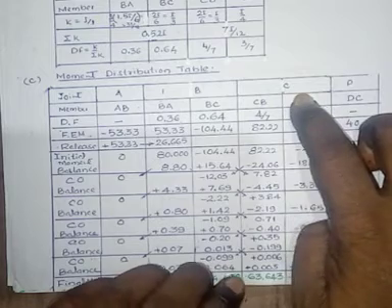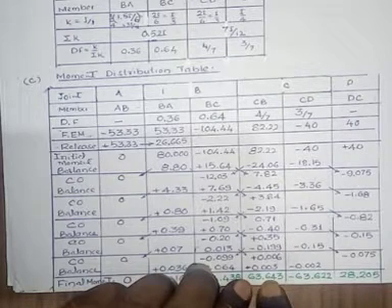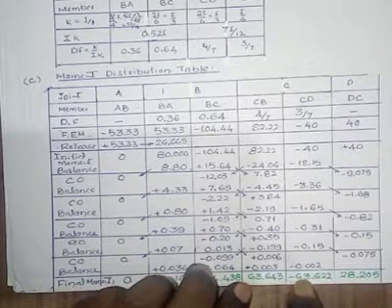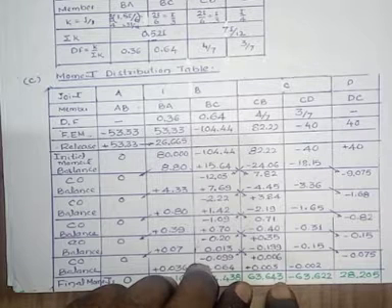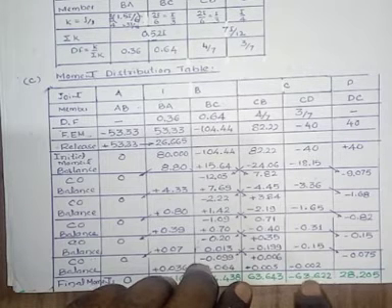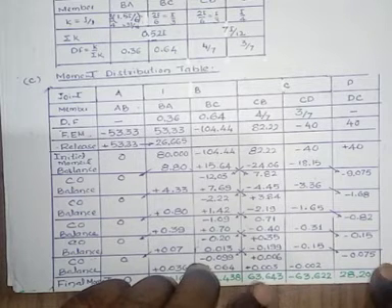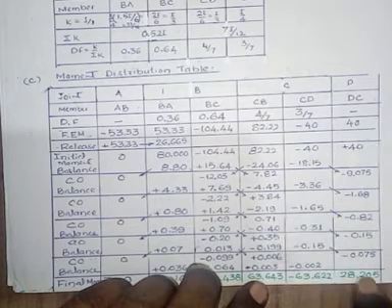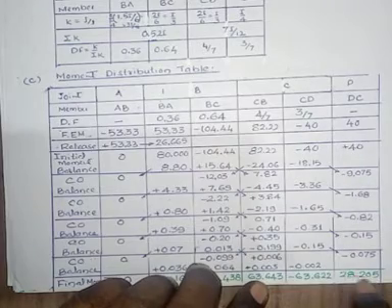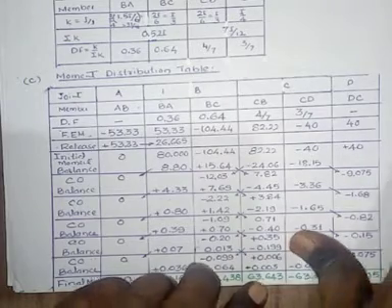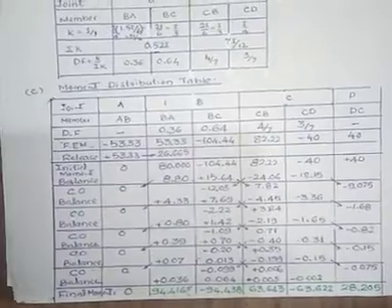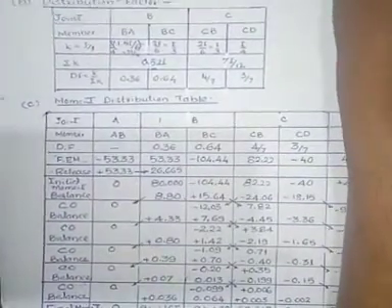Then at joint C, two members, one is CB, one is CD. MCB is 63.643. MCD is minus 63.622. There is a small difference, neglected. Then at MDC, by adding all these things you will get 28.205, that is the final moment at that point.